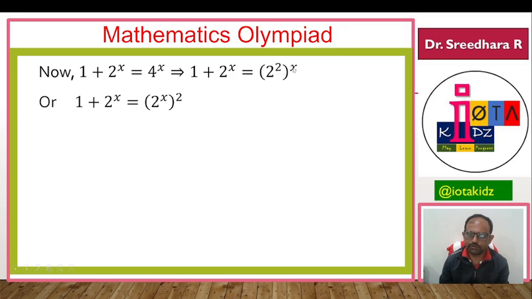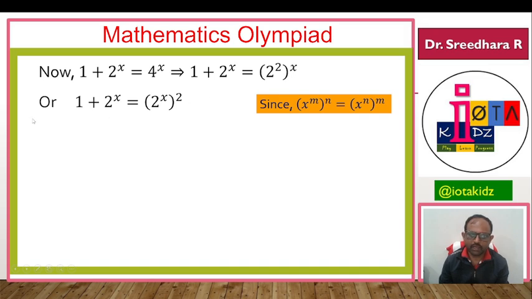So this is also one of the properties of the exponential, which says that x to the power of m whole to the power of n is equal to x to the power of n whole to the power of m. Since we can write this as x to the power of m whole to the power of n, which is equal to x to the power of n whole to the power of m. So just we are replacing this, nothing will change.